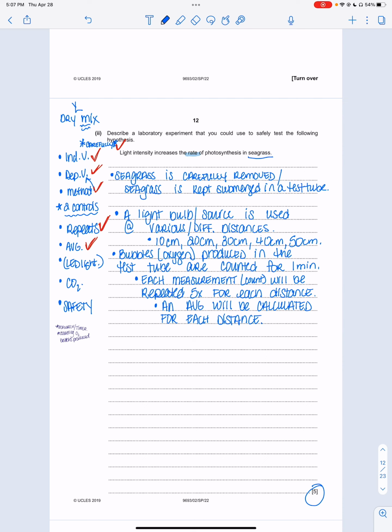So I said that counting bubbles produced, I don't know that it's super necessary, but at that 1 minute mark for the fourth mark, bubbles will be counted for 1 minute. I don't know if you wanted to mention a stopwatch or a timer.